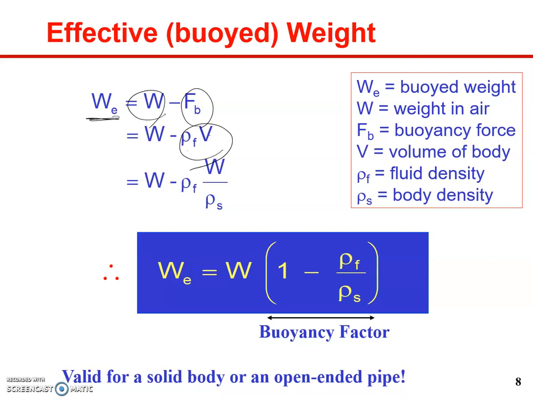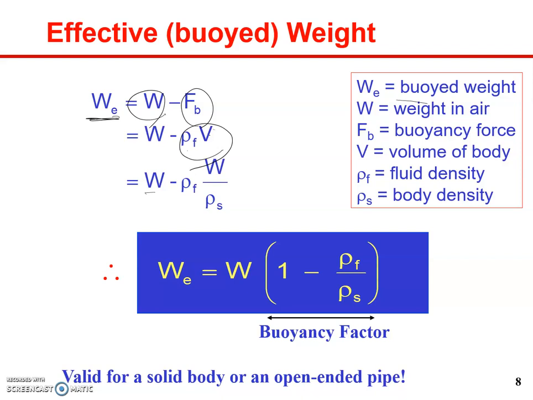would be the effective weight. Now in our case, we have casings or drill pipes, which we will talk about later. But here we have the effective weight. You see the definition here. W is the weight in the air, meaning it's not in the liquid, the actual weight of that object. Fb is the buoyancy force. V is the volume of the body or volume of the displaced fluid. Rho F is the fluid density, and rho S is the body density.